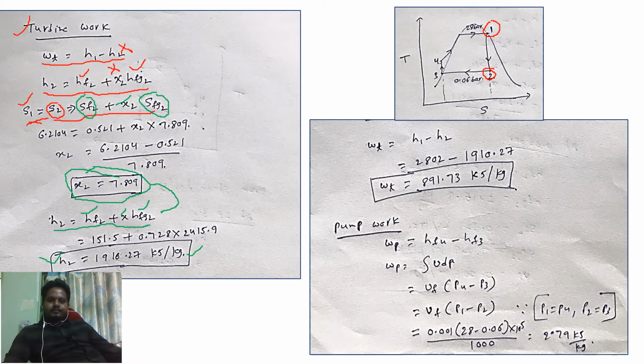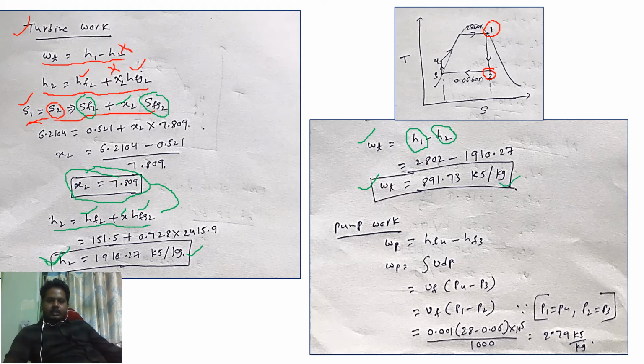Now total work done equals H1 minus H2. The H1 value we have already taken from the steam table, and the H2 value we just calculated from this equation, that value is 1910.27. If we substitute those values, we can get the work done by the turbine, 891.73 kilojoule per kg.